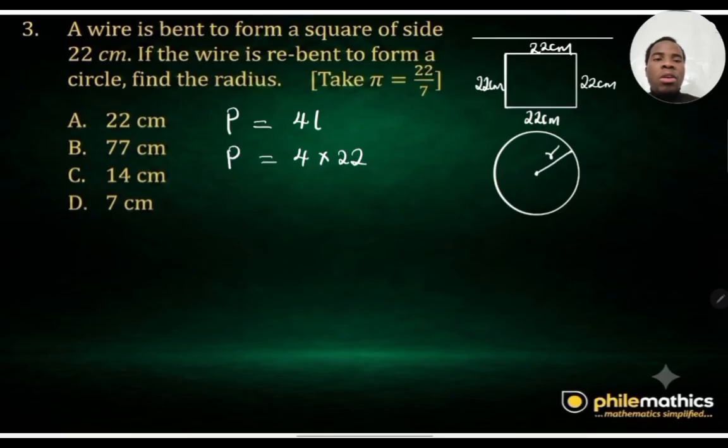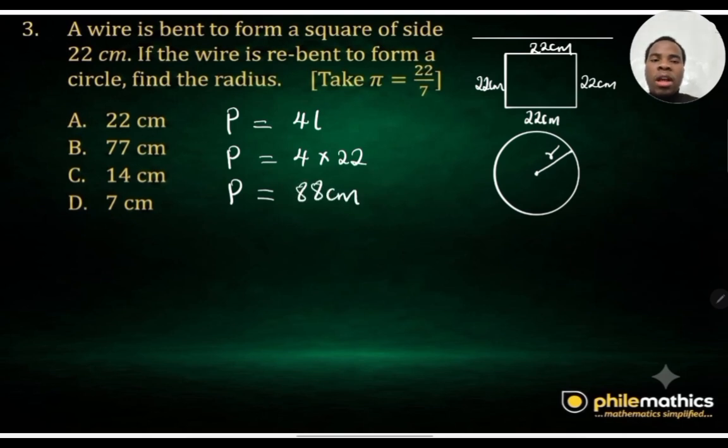Remember that perimeter of an object is the distance around the object. So if we add this 22 four times, it is the same as multiplying it by 4. And so the perimeter of the square, which is the same as the perimeter of the circle, is 88 cm.